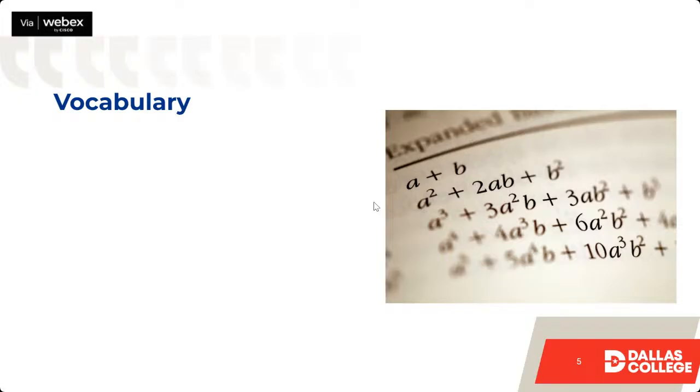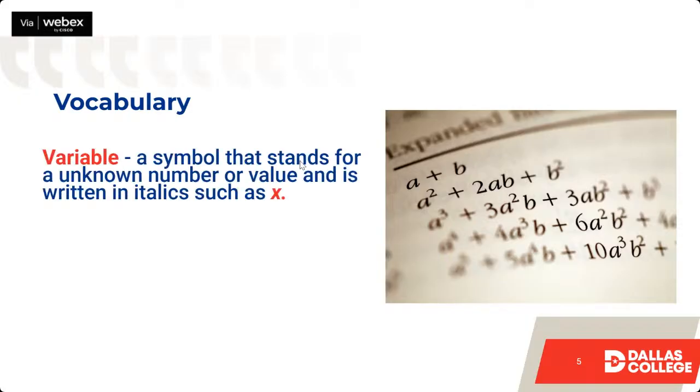Let's work on some vocabulary. You don't have to unmute your mic, but make sure you repeat after me. Here we go. Variable. Everybody say variable. Now let's read what a variable is.